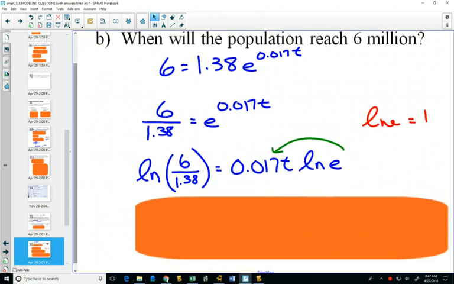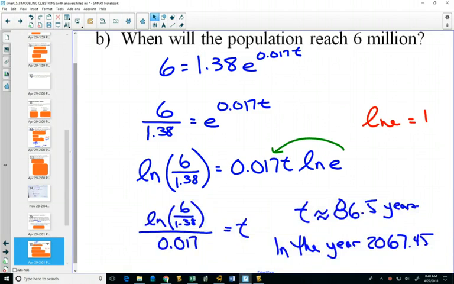So because we've taken the natural log of both sides, that allows our exponent to come out in front of the natural log, one of our log laws. And now we can get t by itself. And we just have to divide by the 0.017 because this part is equal to 1. Solving for t gives us 86.5 years. Well, that would be 86.5 years after the time it was 1.38. So add that on to 1981 to get the year.